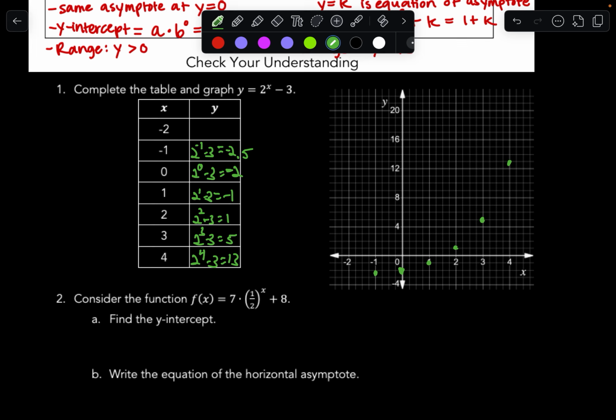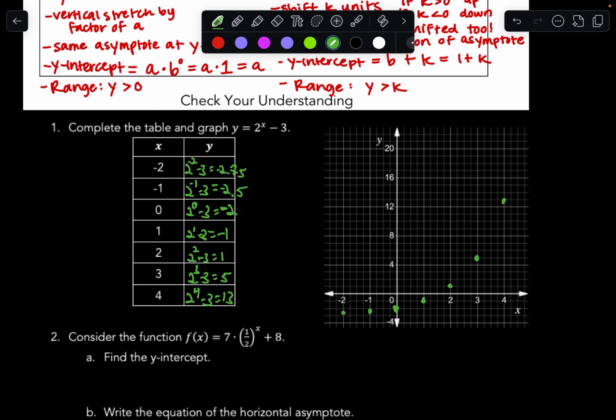At x equals negative 2, we're at 2 to the negative 2 minus 3. That's 1/4 minus 3, so that's negative 2.75, which is there. Now notice we have a horizontal asymptote at y equals negative 3.